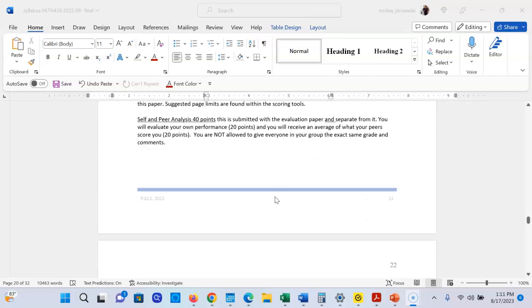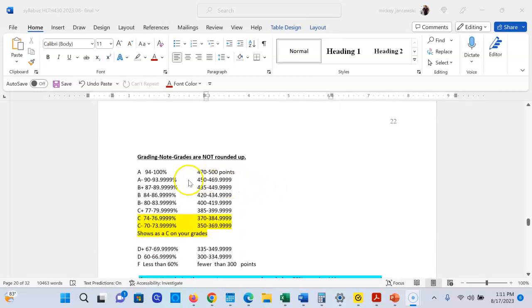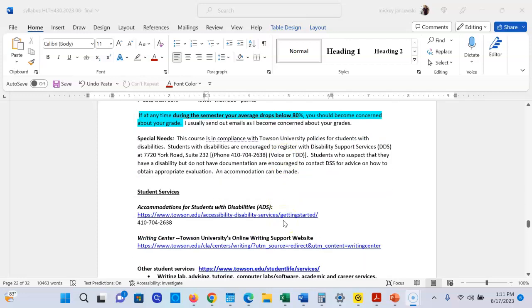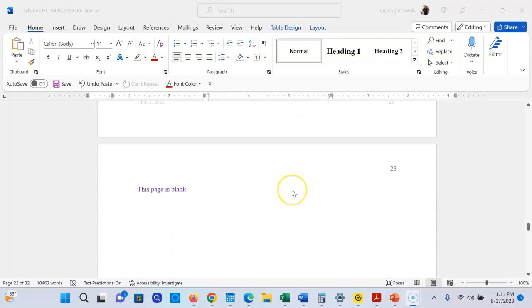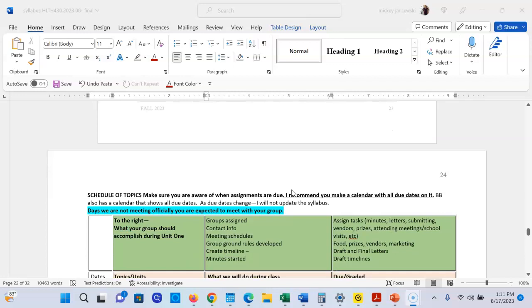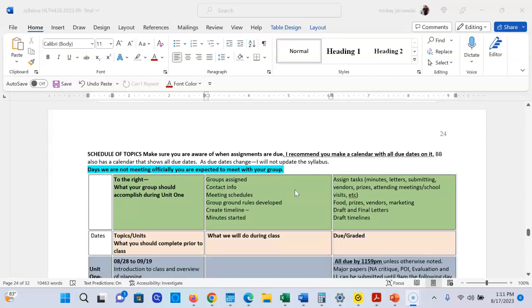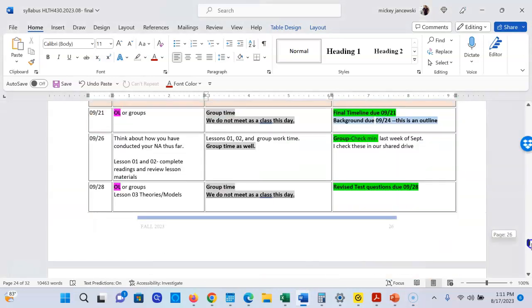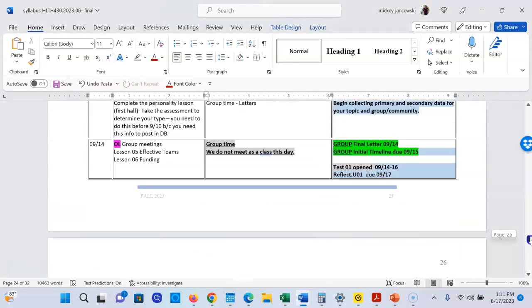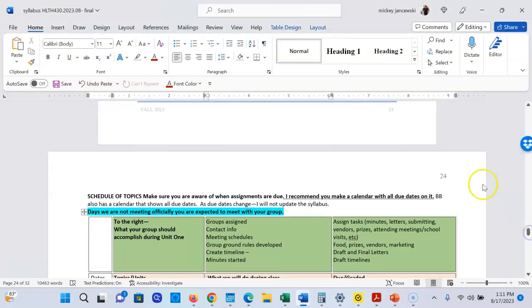Going through everything. How the grading works is here. Student services. And then you have a course outline. And at the very end, you have a calendar. I'm currently in the process of fixing the calendar to make sure it matches the outline. But that's it. That's 32 pages of a syllabus.